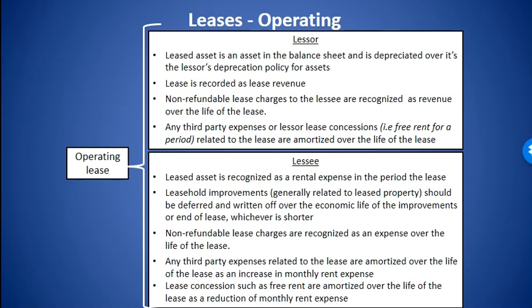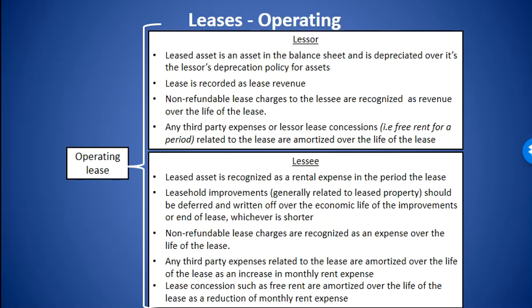Now let's take a look at the lessee. The leased asset is recognized as rental expense in the period of the lease. And this also includes the executory expenses that are associated with that leased asset if they're paid by the lessee.